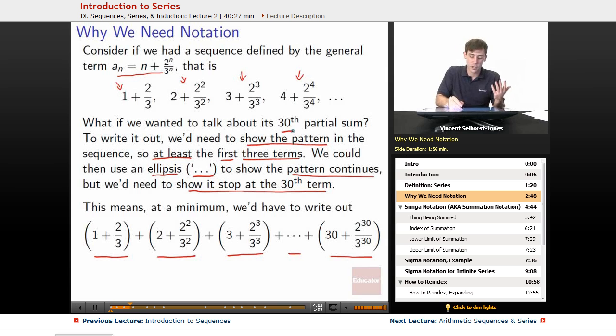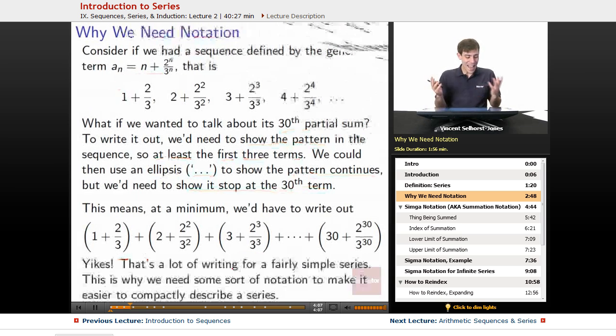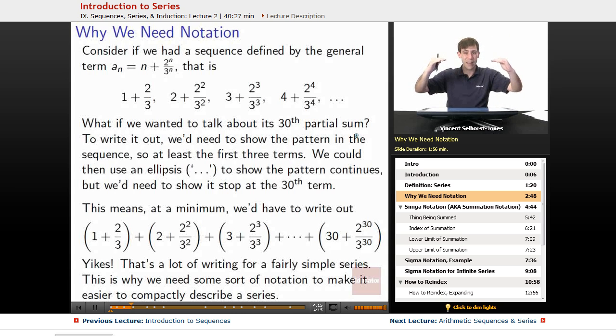That's the 30th partial sum like we were talking about. But that's a lot of stuff to write out, right? Yikes! That's a lot of writing for a fairly simple series. This isn't even that complicated, but if we had to write this on multiple lines as we worked through a problem, if we had to keep talking about this over and over as we did steps in a problem, your wrist is going to hurt after doing one of these problems.